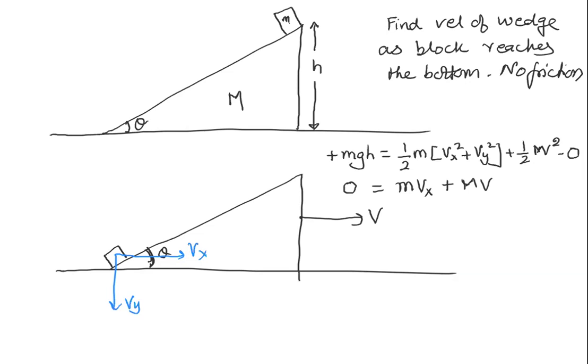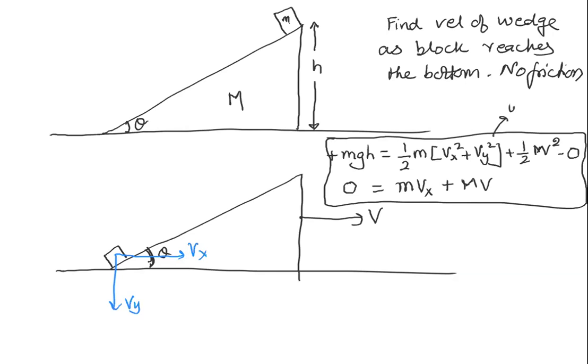So how many unknowns do we have and how many equations do we have? Well, we have applied the work energy theorem and got one equation. We have applied the law of conservation of momentum and got another equation. But unfortunately, there are three unknowns. Vx is unknown, Vy is unknown, and V is unknown. So I require one more. Tell me, where will it come from? Wedge constraint. Very good. Yes.